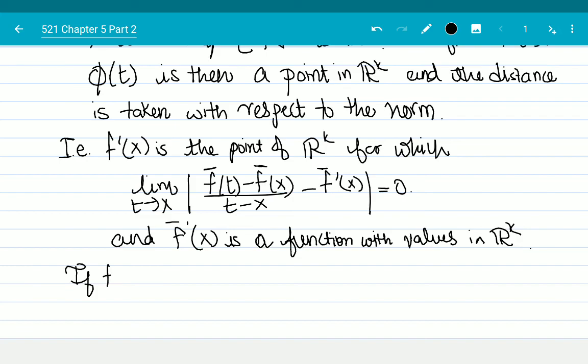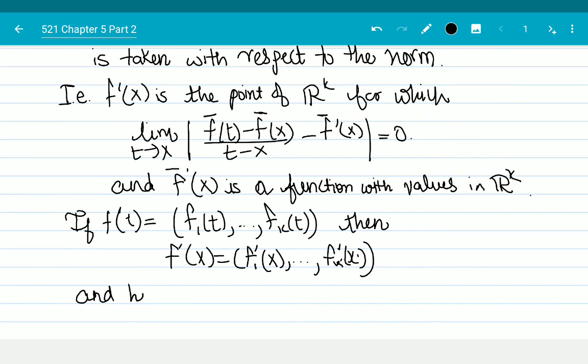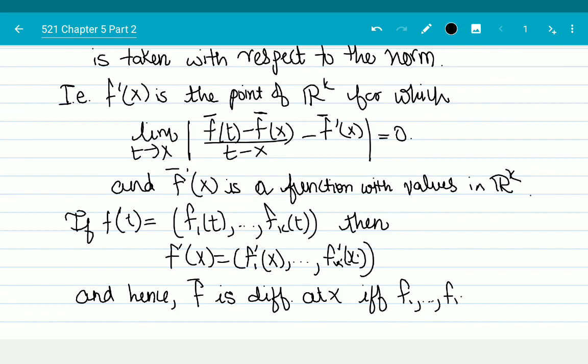Once again, if f of t is equal to f1 of t up to fk of t, then f prime of x is equal to f1 prime of x up to fk prime of x, and hence f bar is differentiable at x if and only if all of f1 to fk are differentiable at x. Okay?